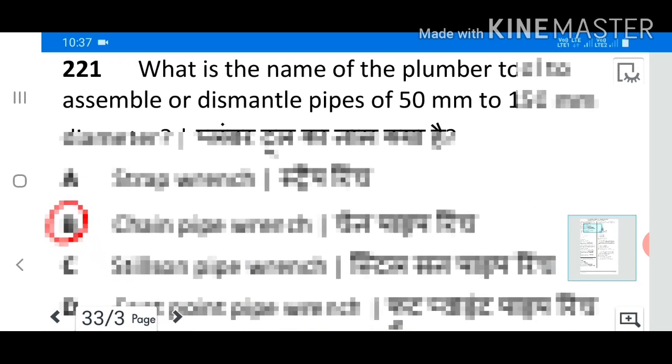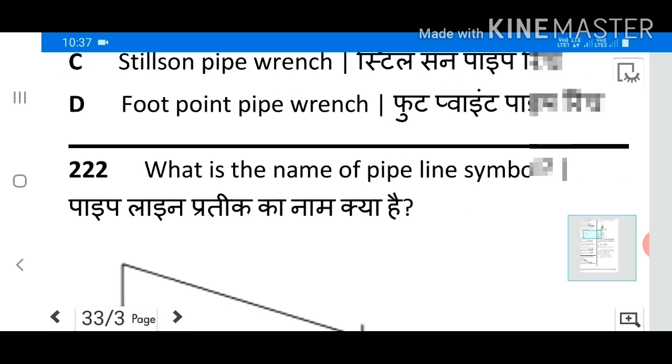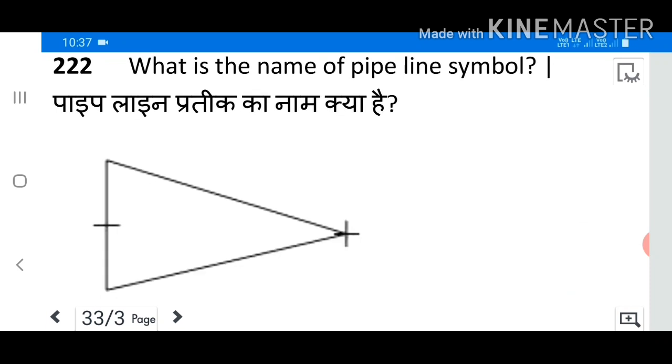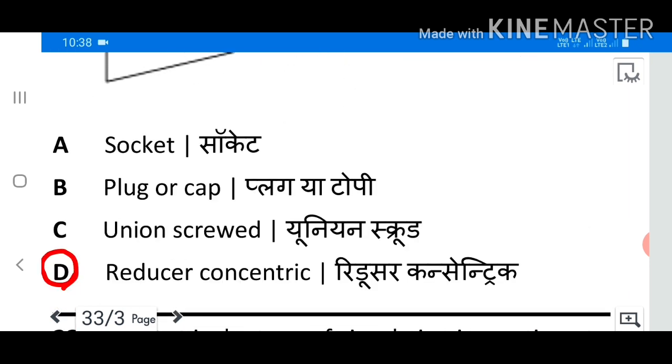221. What is the name of the plumber tool to assemble or dismantle pipes of 50 mm to 150 mm diameter? Answer B. Chain pipe wrench. 222. What is the name of pipeline symbol? Answer D. Reducer. Concentric.